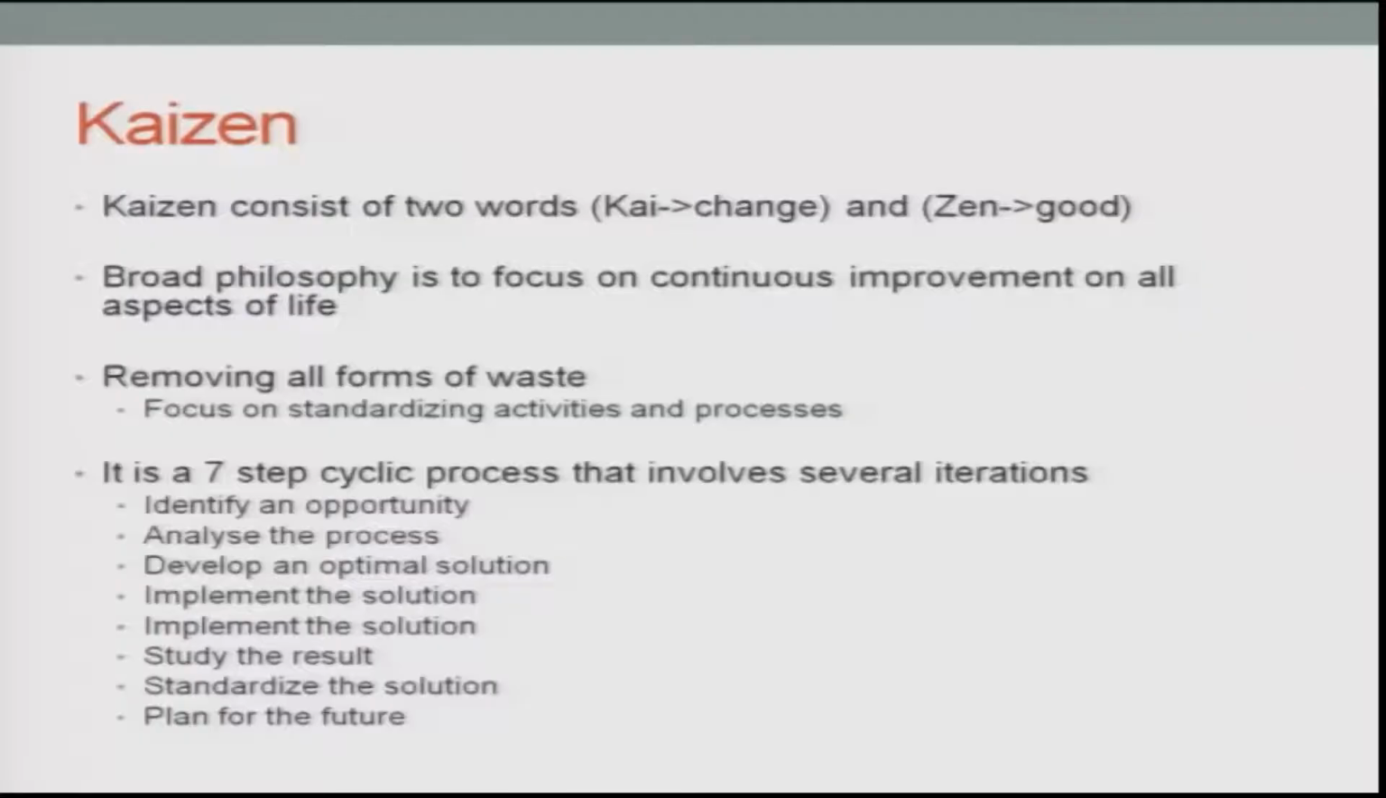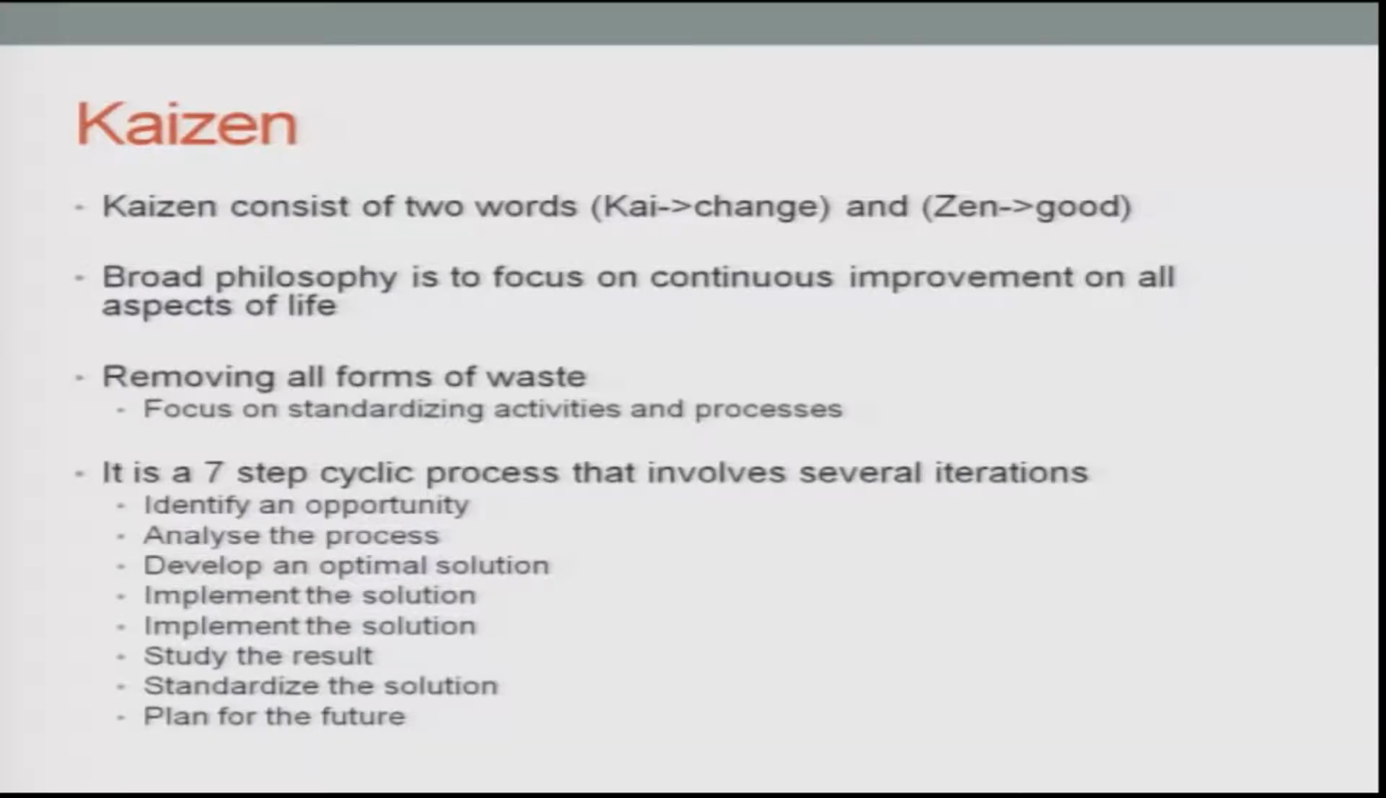Removing all forms of waste is very important. In Kaizen you always focus on standardizing activities and processes, such that the amount of loss entailed in the overall process, whether in manufacturing or, for example, the service sector, can be reduced to the maximum possible extent. It is basically a 7-step cycle process that involves several iterations.